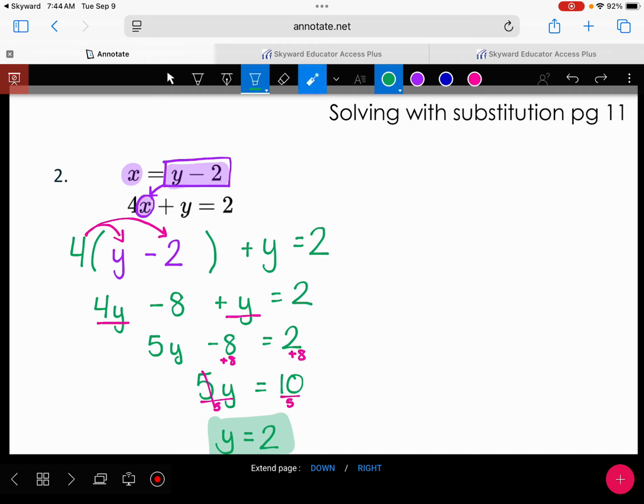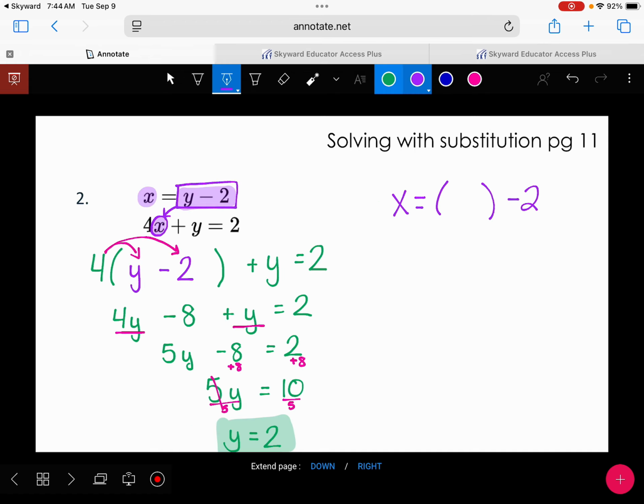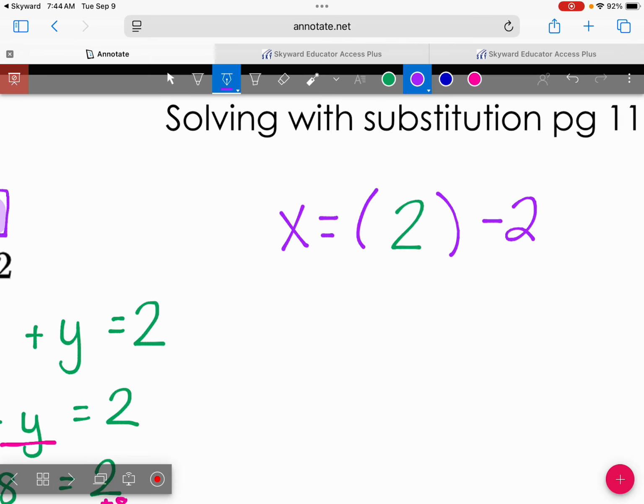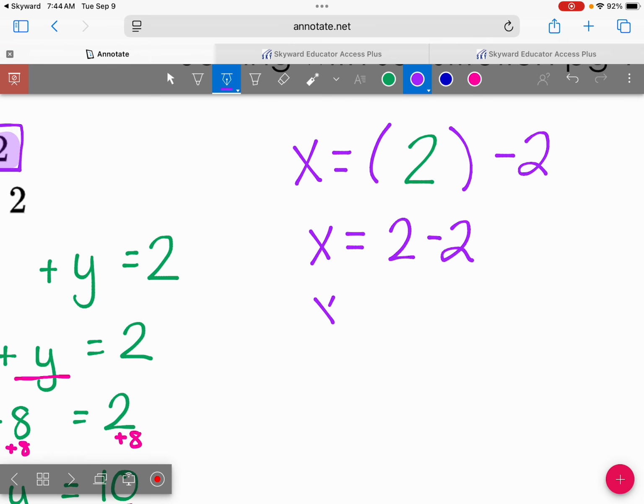I could use either one of these equations. It doesn't matter. Genuinely, it does not. But since I have one that's just going to spit out my x equals, I'm just going to use that one. So we know that my x equals whatever my y is minus 2. Well, right now I know my y. My y is 2. Those parentheses aren't actually doing me any good. I don't need to multiply anything there. So if my x is just 2 minus 2, what's my x going to be? 0.